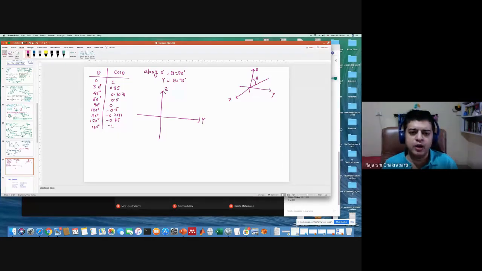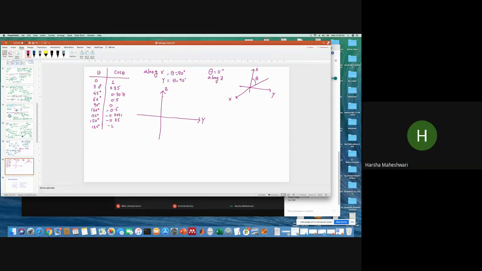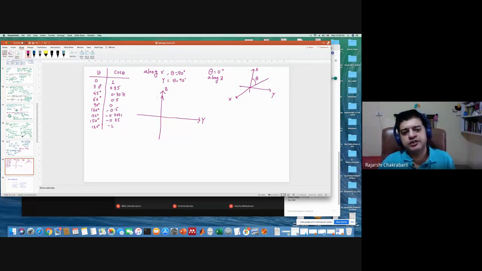So when I'm along the z axis, your theta is 0. Along z, theta is 0, isn't it? Along z, what is the value of cos 0? When you're along z, it is 1. So I put a point here, 1. So this quantity is 1. From the origin, the distance is 1. Okay? Next, I make the value of theta 30 degrees. What is the value? The value is 0.85. Can you see?